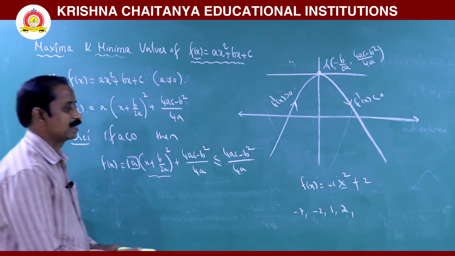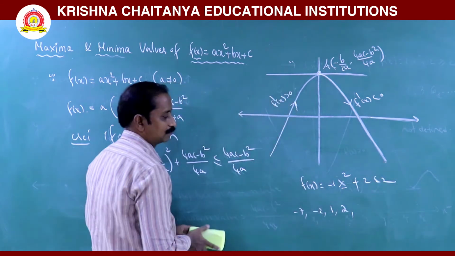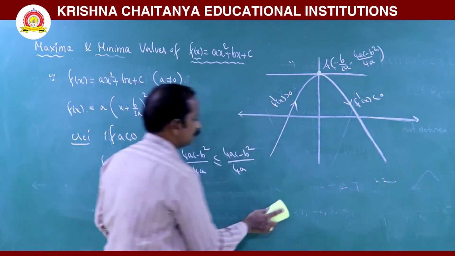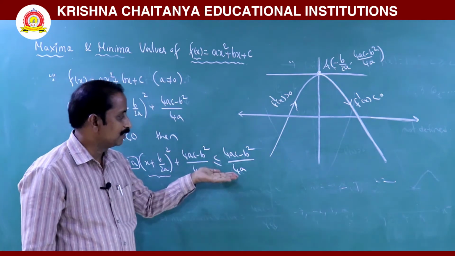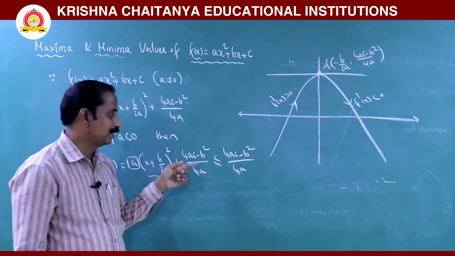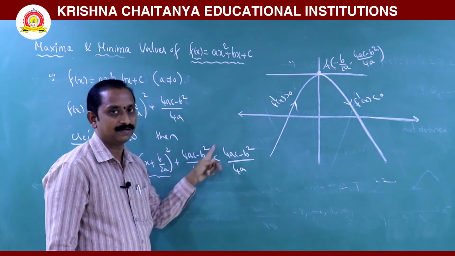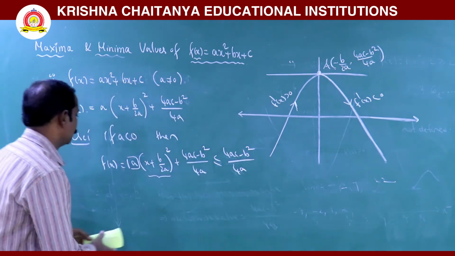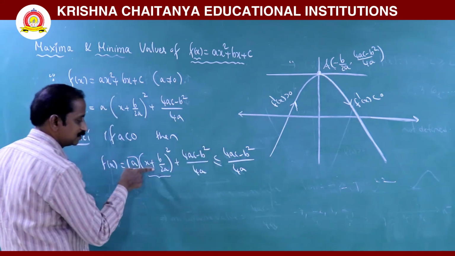Here we can write less than or equal to 2. So, less than or equal to 2 means 2 and lesser values. Here means 4ac minus b square by 4a and lesser values. I hope this is the greatest value. Where greatest value occurs means when it is 0.